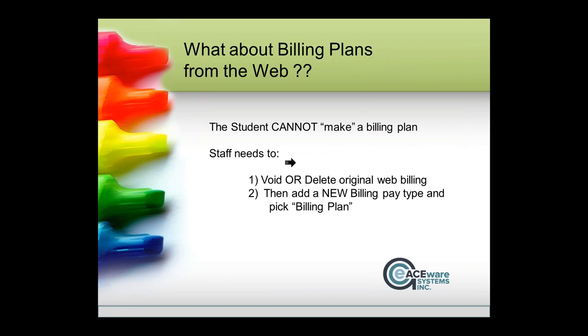Now, a couple of notes about the billing plan on the web. On ACEWeb, you all know that you can allow students to make a billing online if you choose, and if you set the course up to do that. However, on the web, a student cannot make a billing plan. So if you've got a billing plan option, what you would probably do is put a note in the course description that if you'd like to pay for this class on a payment plan, please contact the office.